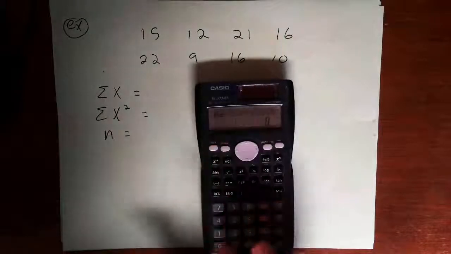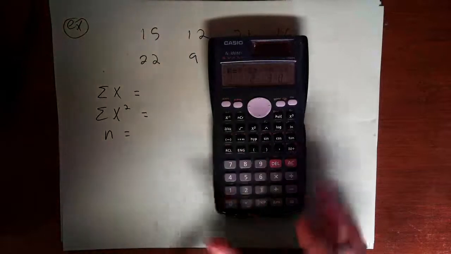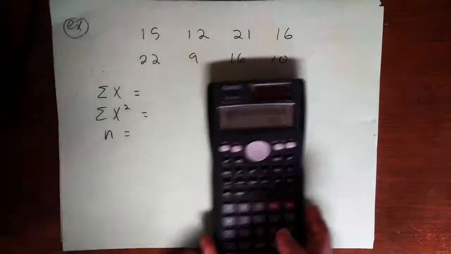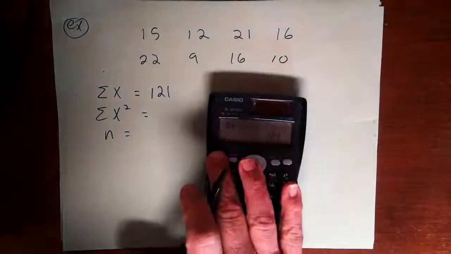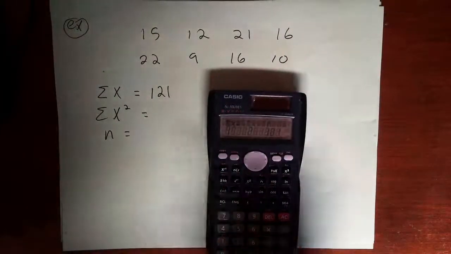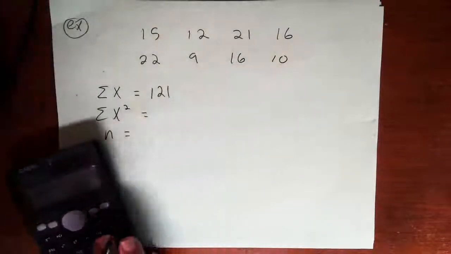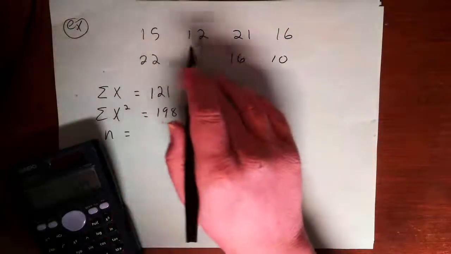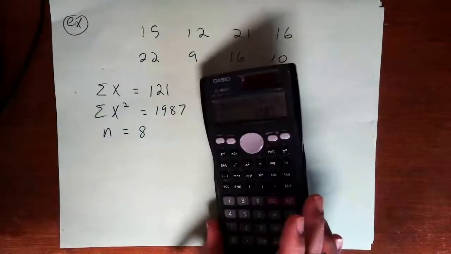Now if I hit shift 1, up above the 1 it says S sum, so I hit shift 1 and I get the choice of those 3 sums. If I hit 2, then I get the sum of x to be 121. Now I'm going to hit shift 1 and I'm going to hit 1, and there's the sum of x squared. Now I have to hit equals, and then I get 1,987. This is where I square each one individually and then add them together. Then my n here is equal to 8. So just like that, I get the sums.